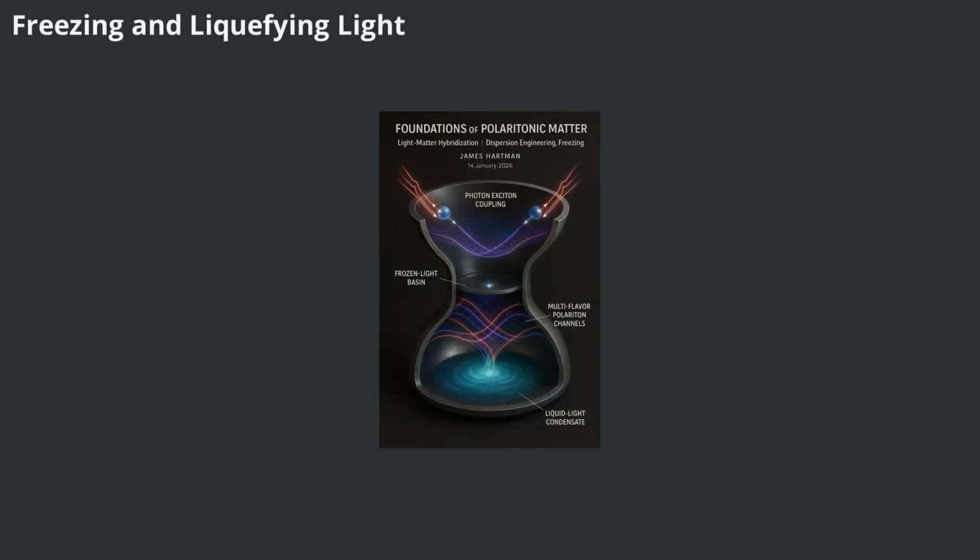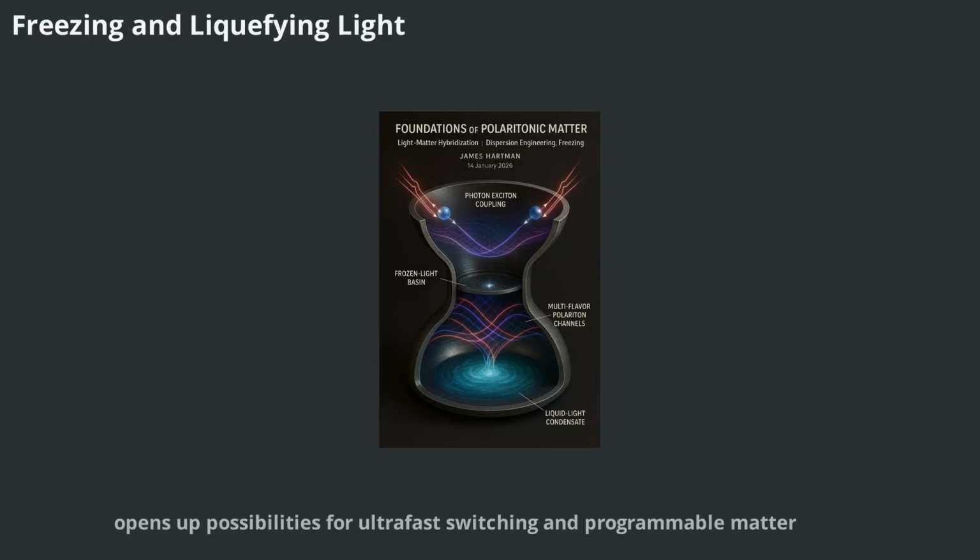One of the most revolutionary aspects of HPMF is the ability to freeze or liquefy light. Through polariton condensation, light can be made to behave like a fluid, forming a liquid-like condensate. Under certain conditions, shock-induced processes can solidify this condensate, creating a new class of materials with unique optical and mechanical properties. This dynamic control over the phase of light opens up possibilities for ultrafast switching and programmable matter.